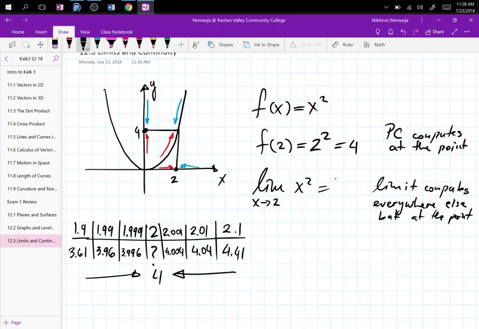So, yes, we actually plug in the number to compute the limit, but we are not supposed to. We are supposed to get the value of the limit by computing at infinitely many points around the value rather than at the value.